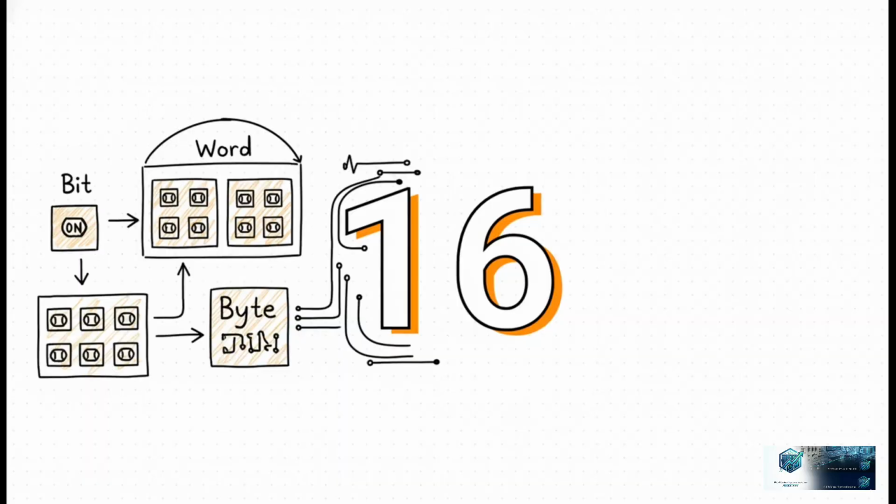So, just to lock this in, the crucial thing to remember is this hierarchy. We start with one lonely bit. We group 8 of them together to make a byte. And we group 16 of them, or 2 bytes, to make a word.